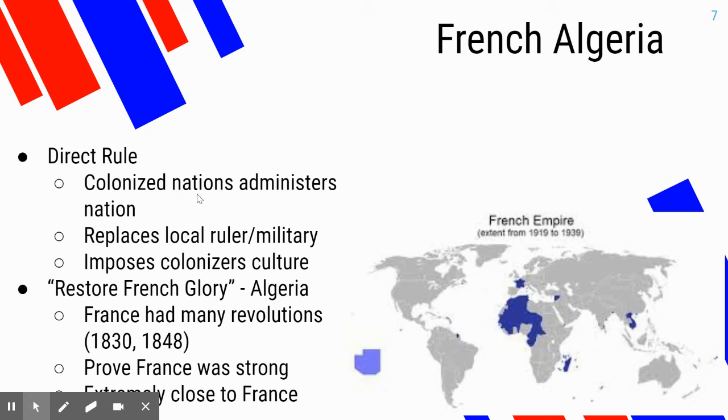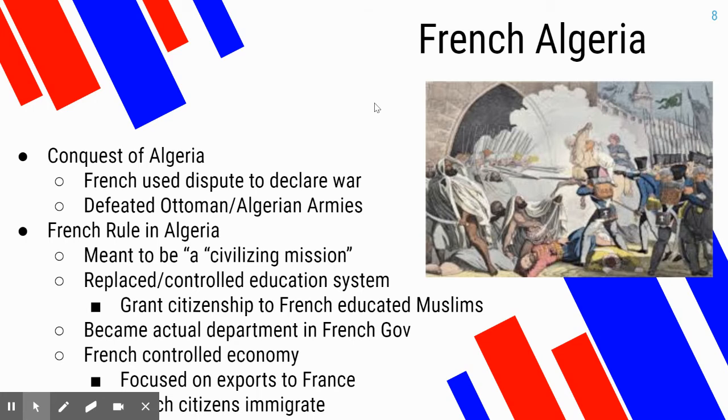Algeria is kind of the poster child for this, and it's France's style of colonization. France had a ton of issues during the 1830s and 40s and had lost a bunch of power and prestige all over the world. So taking Algeria, which is right across the Mediterranean in Africa from France, was seen as a way to prove that France was still strong, and it was just a target of opportunity for the French. The French used a minor dispute to declare war, and they quickly defeated the Algerians and the Ottoman armies that were there and took the area over.